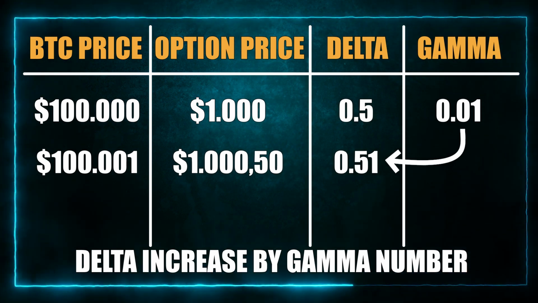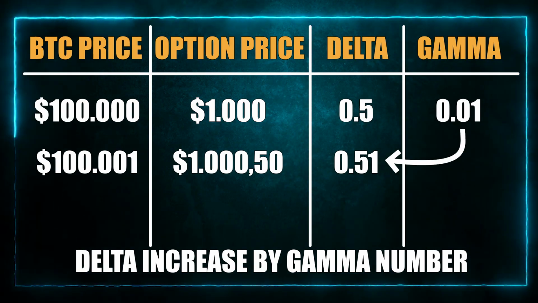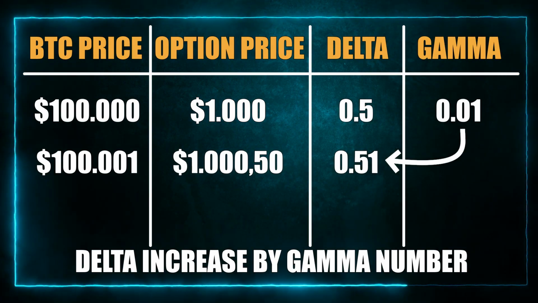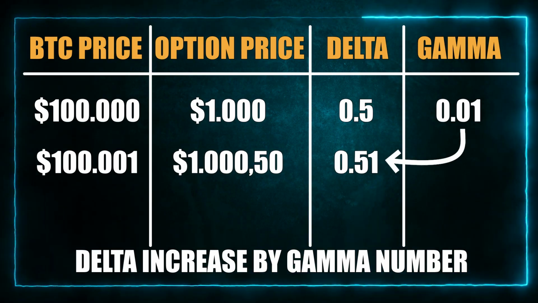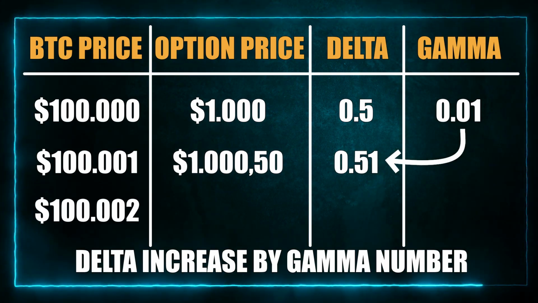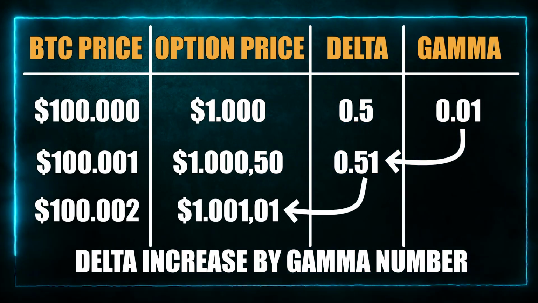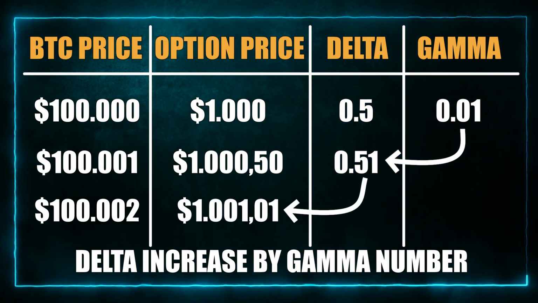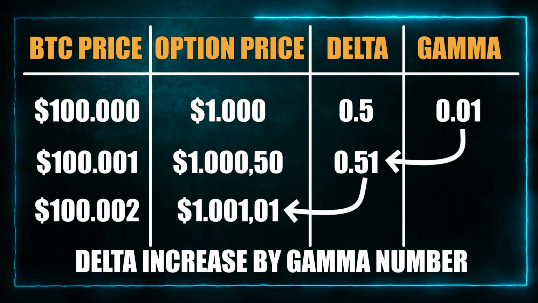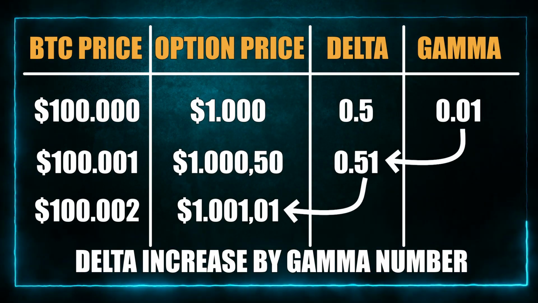So 0.5 plus 0.01 is equal to 0.51. And this is how it works. And now the delta is higher, and that means that when the Bitcoin price will increase by another $1, delta will affect the option price even more. So in this case, if the Bitcoin price will increase by another $1, the option price will increase by $0.51. And that's it. And now let's take a look at the real example on ByBit.